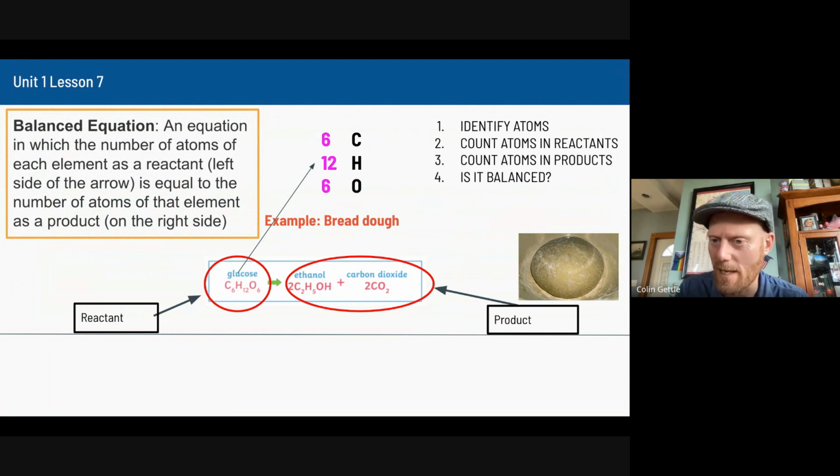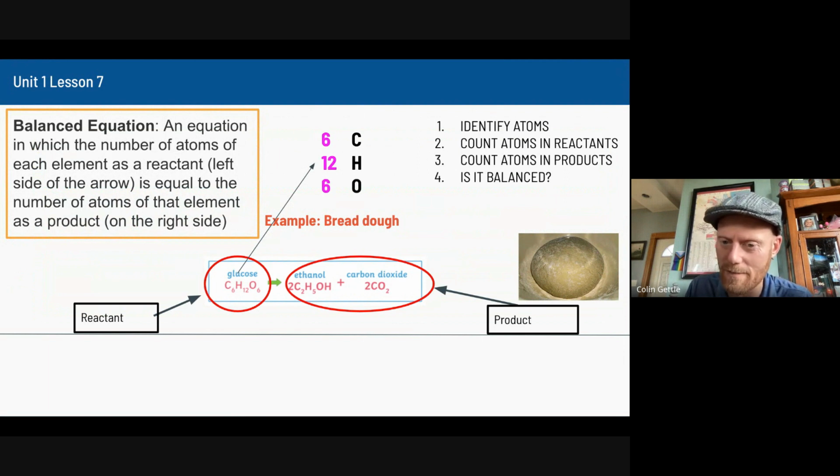Our third step is to count the atoms in the product. If this is a balanced equation, they will be exactly the same. So let's see if they are. Well, one thing I notice right away in this kind of complicated equation is there's a 2 in front of both molecules. So there are actually 2 molecules and they both have a big 2 in front of them. What that 2 does is it is a multiple for every atom that is ahead of it in the molecule.